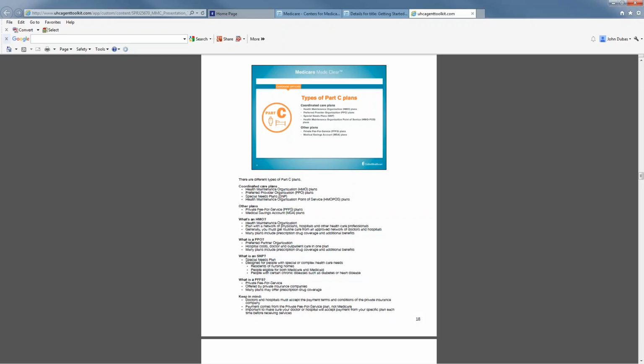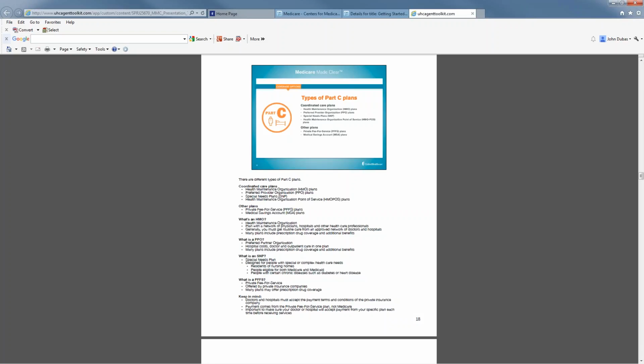A health maintenance organization that we referenced, well, that's a plan with a network of physicians, hospitals, and other healthcare professionals that you have to access, and you need to get your routine care through this approved network. Many of these plans, once again, include prescription drug coverage and those additional benefits. A PPO is a preferred provider organization, and this also has hospital, doctor, and outpatient care in a single plan, with many of them including prescription drug coverage and additional benefits in the program as well.